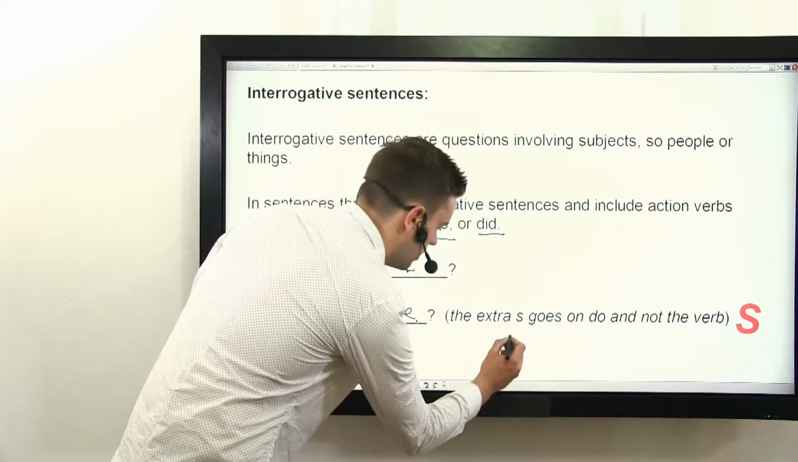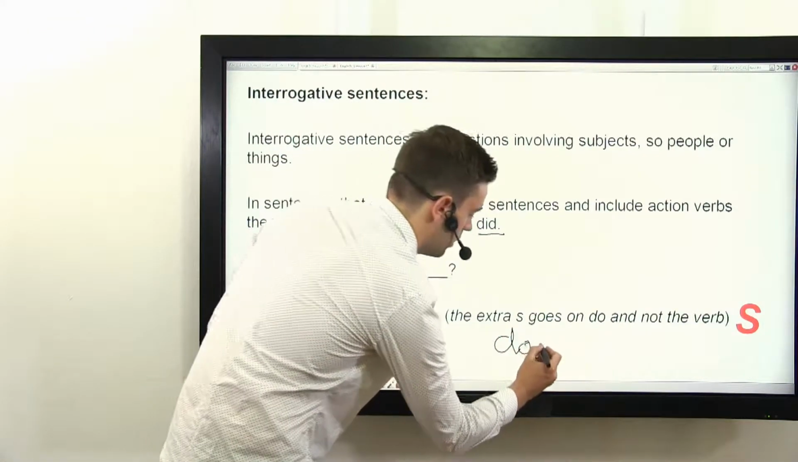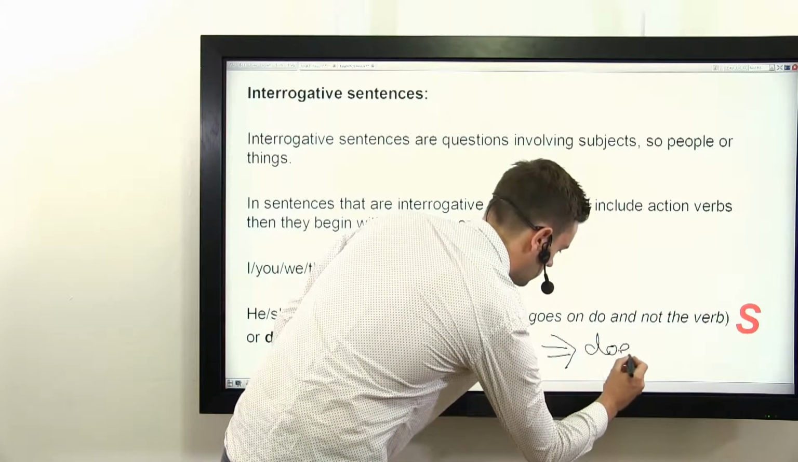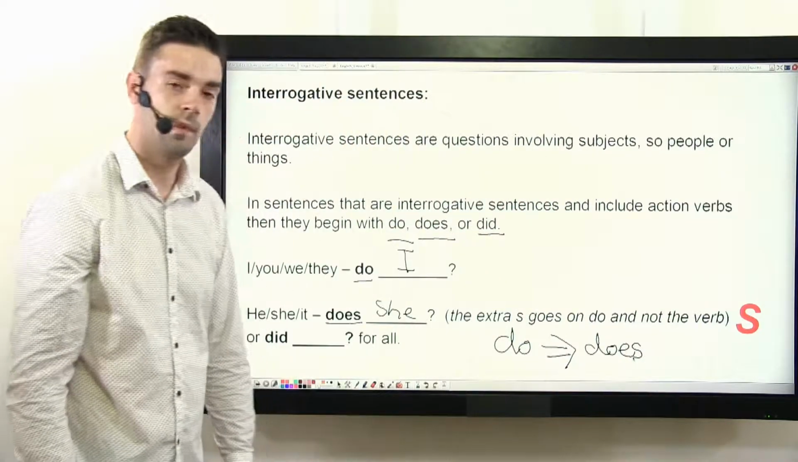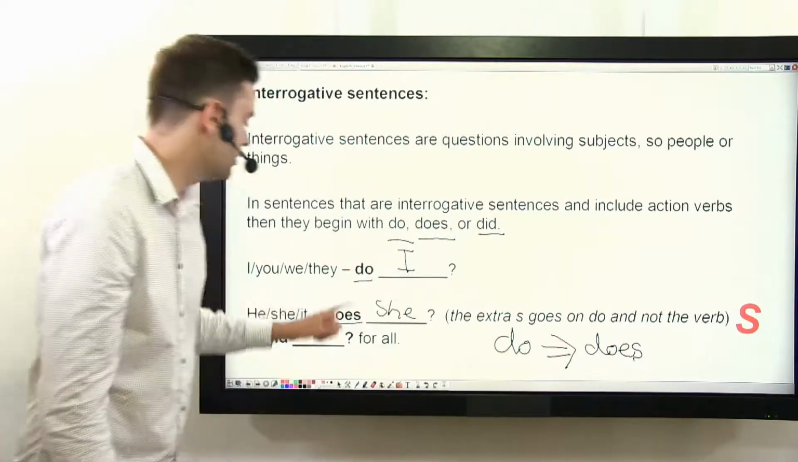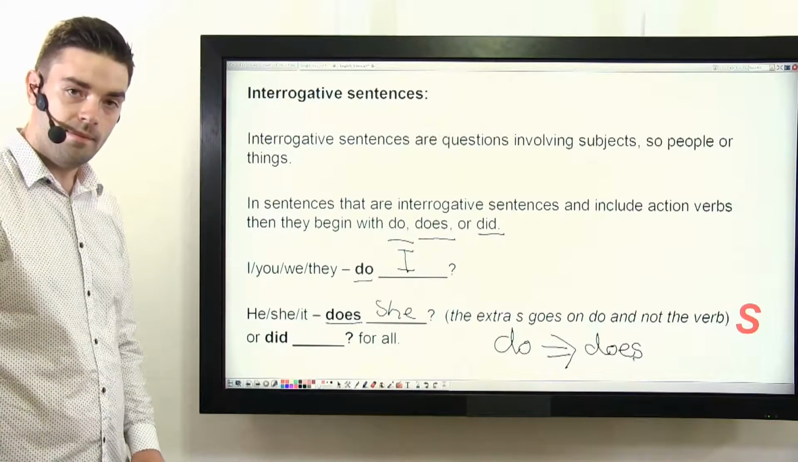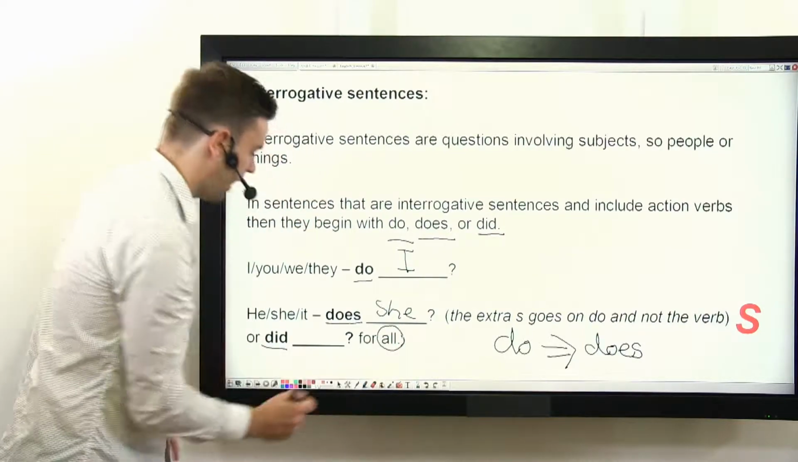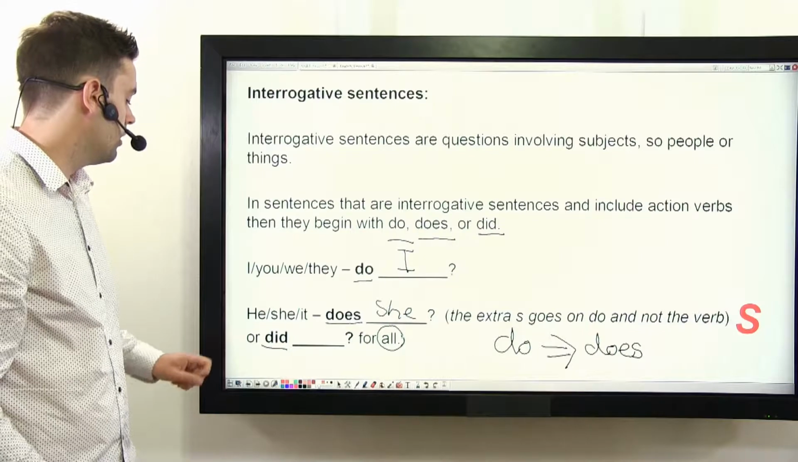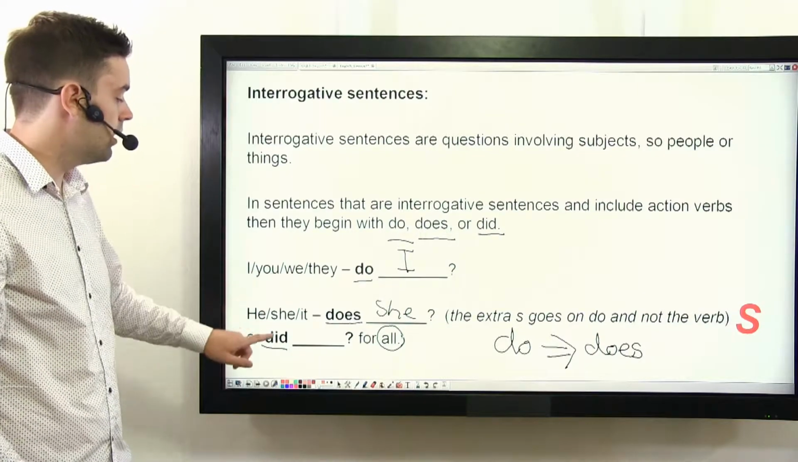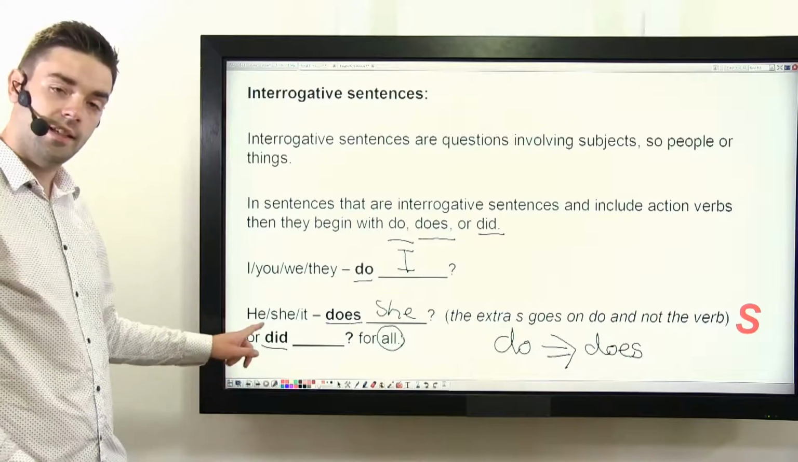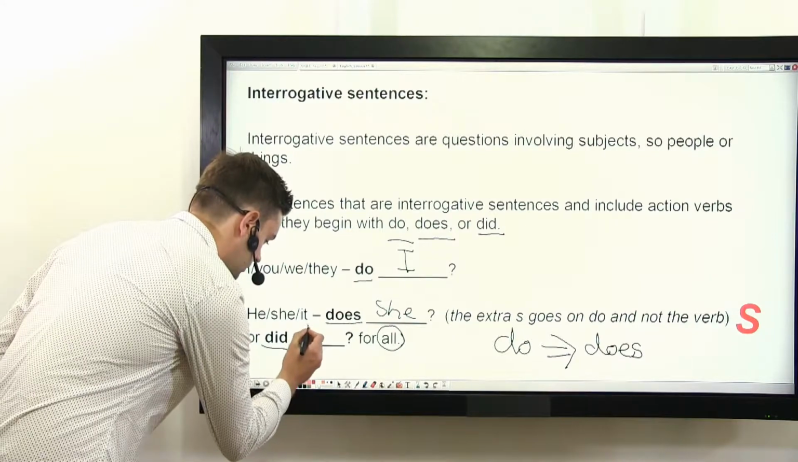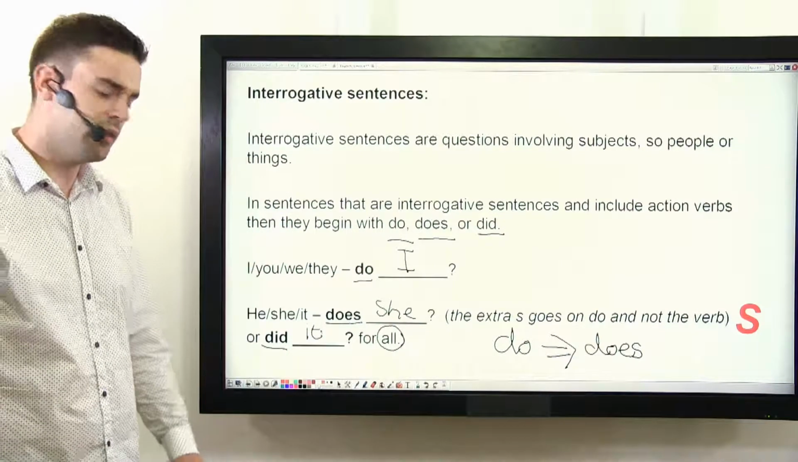So again, do goes to does. Do and does. Again, you can use did for all subjects. Did I? Did you? Did we? Did they? Did he? Did she? Did it?